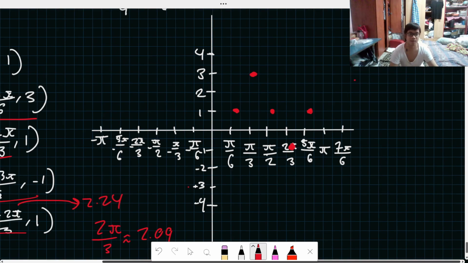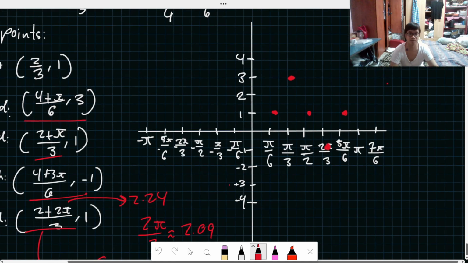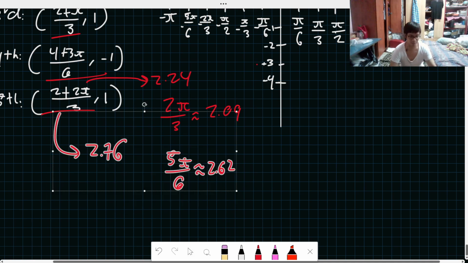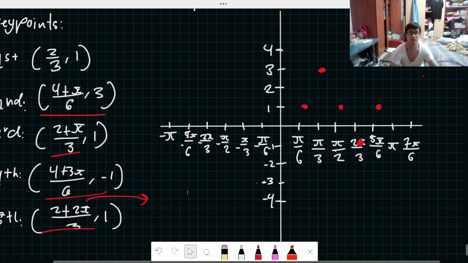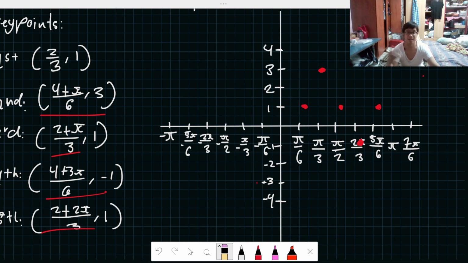Okay, we already plotted them. Remember, this is just an estimate. This is not an exact plotting like what we did previously. This is just an estimation. But at least you get the idea how to graph them if ever you can't graph it exactly.